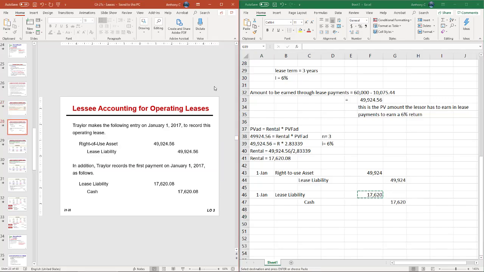So this next slide just covers what we went over, how to record the lease asset and liability, and then recording our first payment, so we'll skip this.